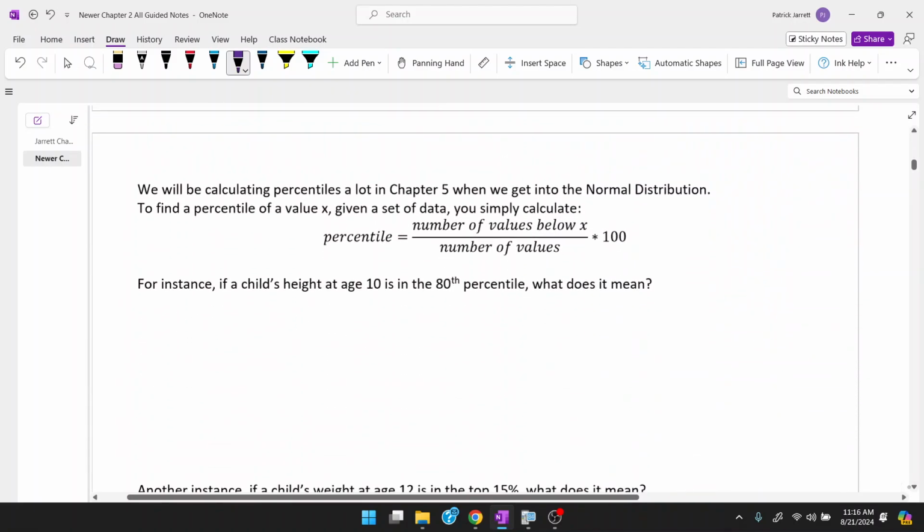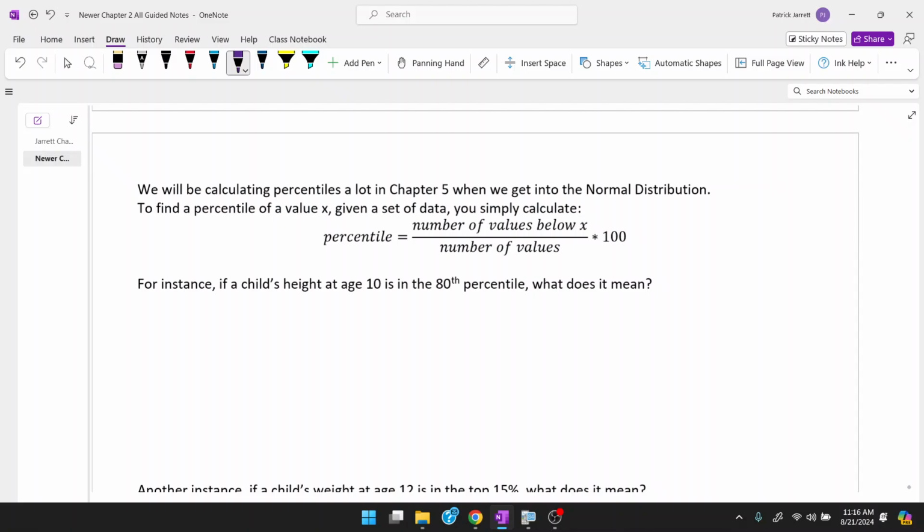Now, percentile, this is a big thing. A lot of people don't really know what the concept of percentile is. We're going to see it more when we get into chapter 5 or the third unit or the normal distribution. But for now, we're going to be doing this with raw data. Percentile is simply the number of values below a certain mark, divided by the number of values, times 100.